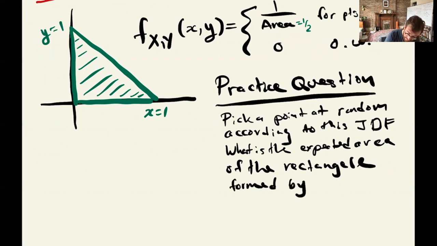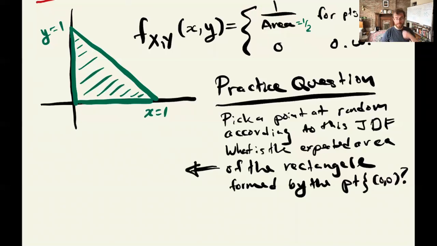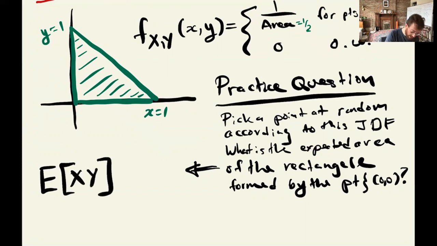Formed by that point and the origin, (0, 0). If you think about it, this is actually just a word problem for computing the following integral: you want to compute the expectation of x times y, because we know for a rectangle, the formula for the area is height times base. Here the base is x and the height is y.